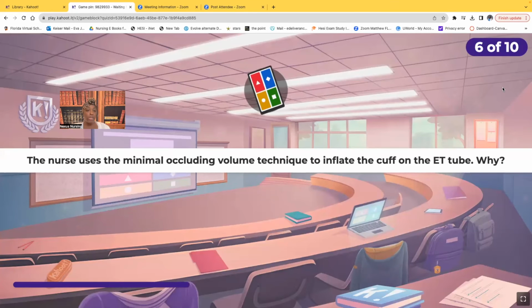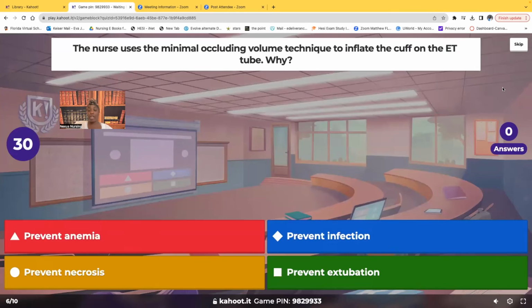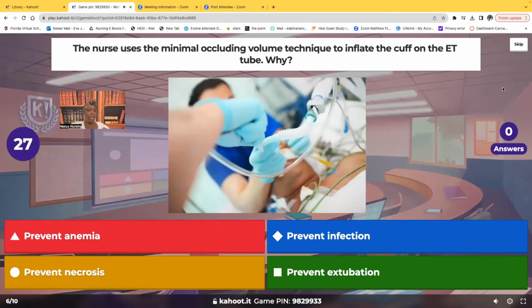The nurse uses the minimal occluding volume technique to inflate the cuff on the patient that has an endotracheal tube. Why would this be done? Is it to prevent anemia? Is it to prevent infection? Is it to prevent necrosis? Or is it to prevent extubation? What do you think the answer is?